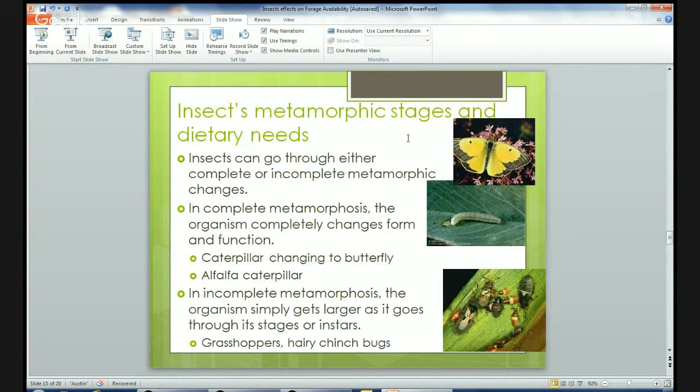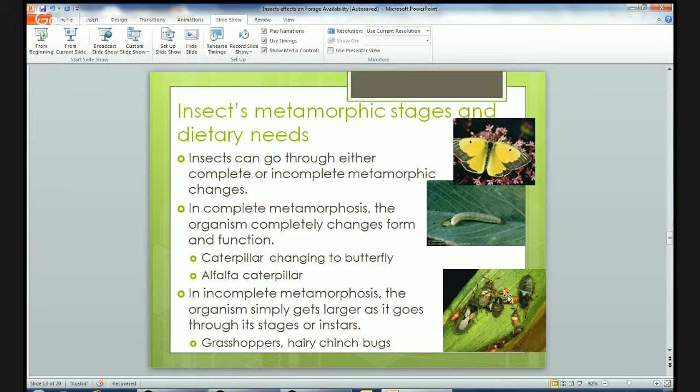So I look like this little caterpillar over here, which happens to be an alfalfa caterpillar, and I metamorphosize into this lovely butterfly. This alfalfa caterpillar can do a whole lot of damage, and if you have a large amount of biomass of these guys, they could really take out quite a bit of forage for you. They would definitely affect your forage availability because they would eat it all.